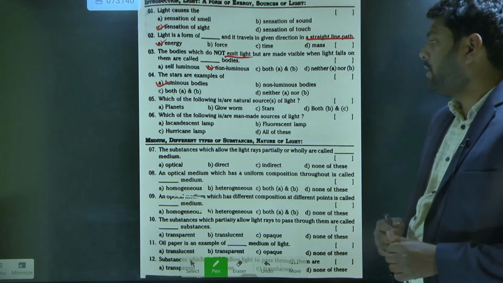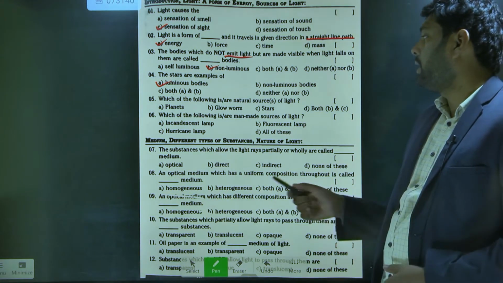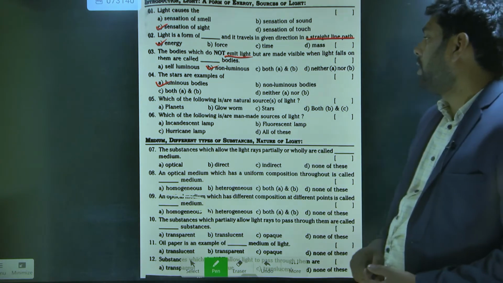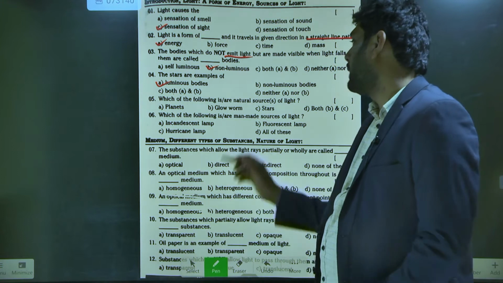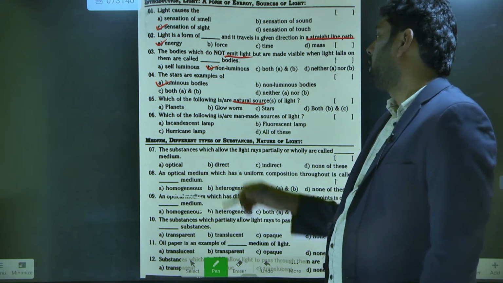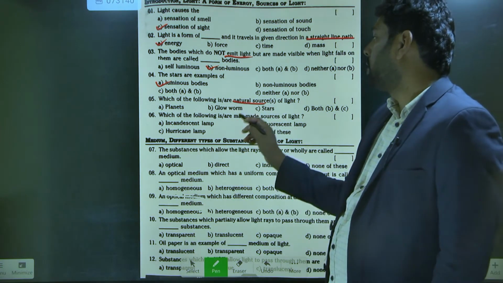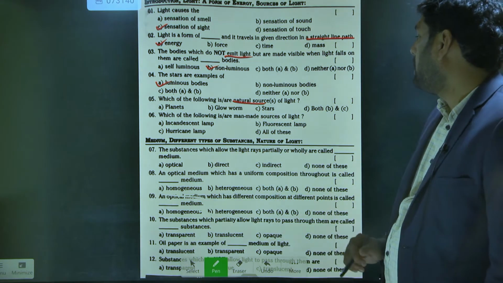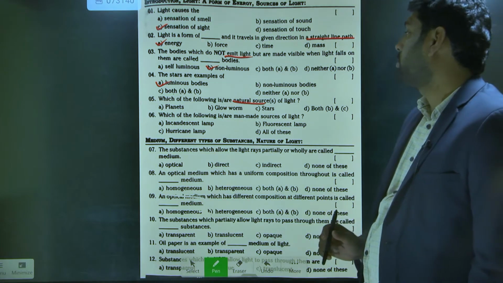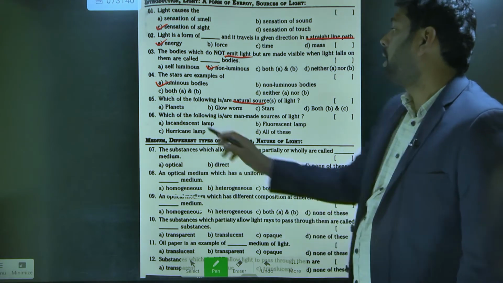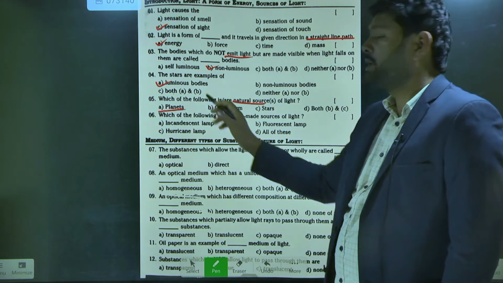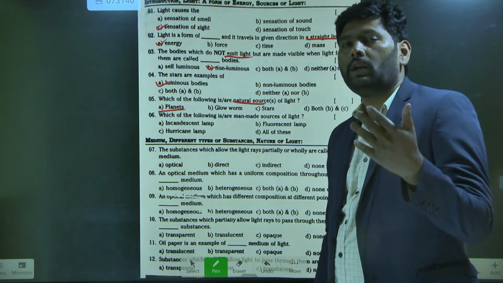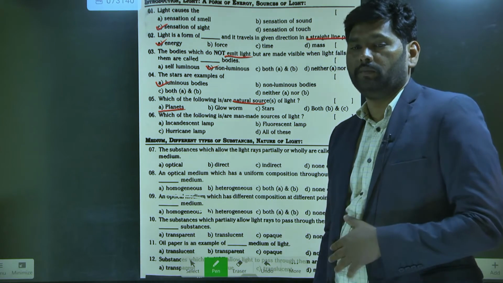So we have many sources of light, but among the four options, which one is a source of light? And they are asking for a natural source. Here the options are planet, glowworm and stars. Which of them is a source of light here? Planets are not sources of light. The planets reflect the light rays which fall on them.